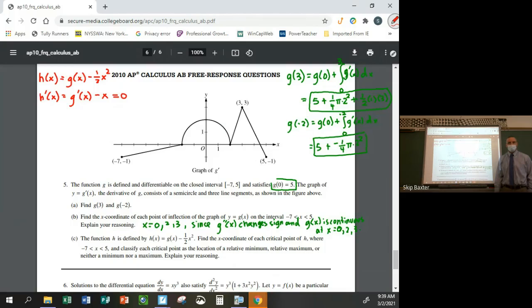Any ideas? Well, this would be where g prime is the same as x, right? So the slope is the same. What do you mean when the slope is the same? This is the graph of g prime. What does the graph of y equals x look like? It's just a line with slope 1. So it looks like this. They just want to know when they're equal. There's 2 points. There's 1 point right here, and there's 1 point right here.